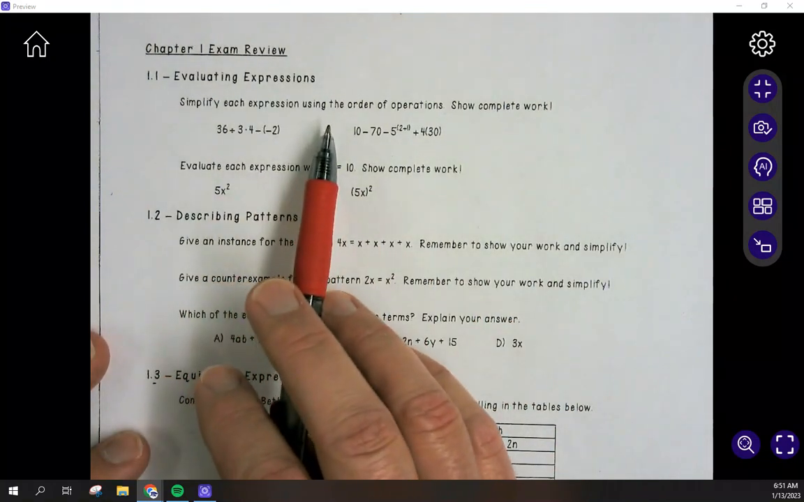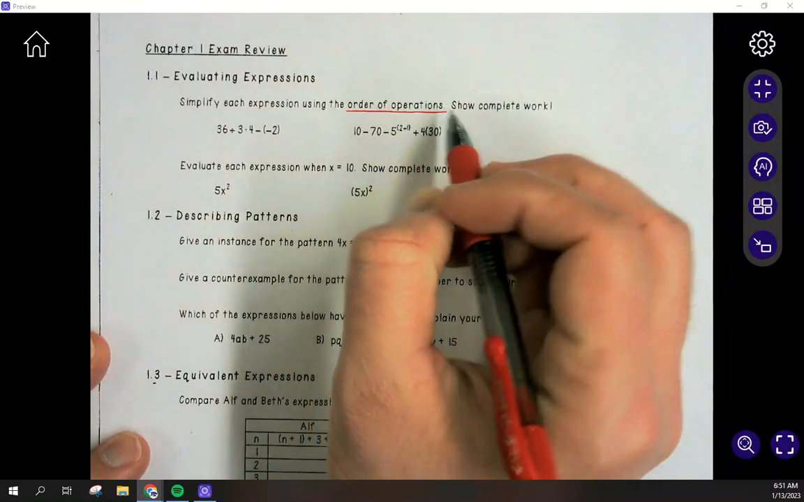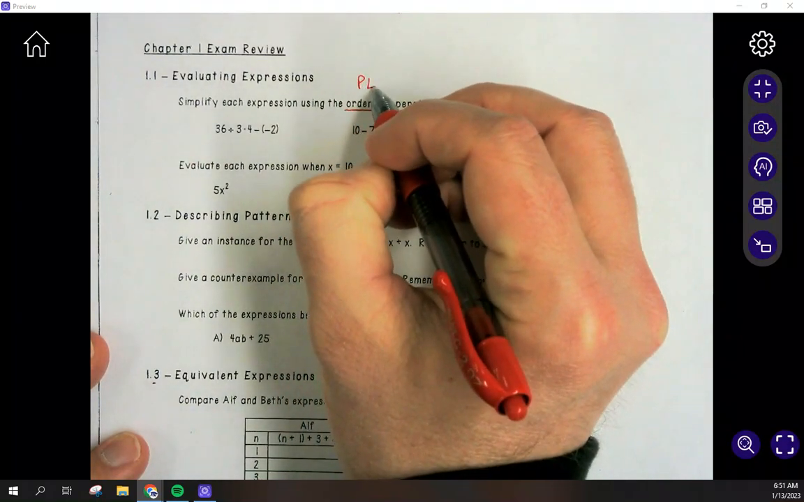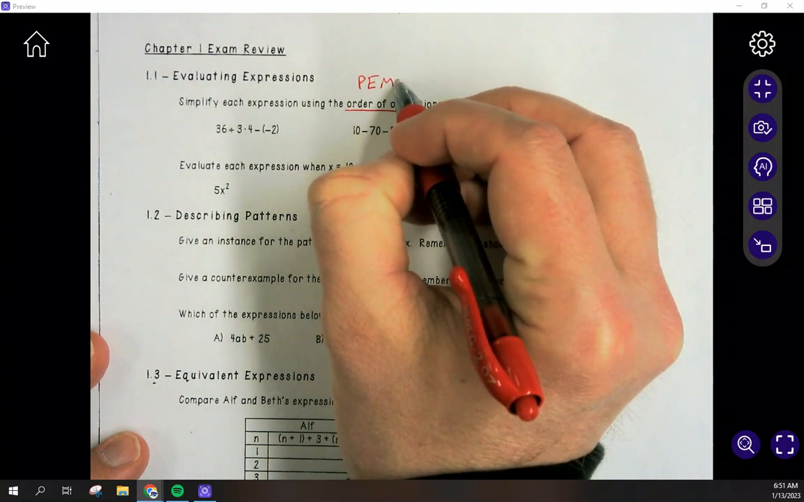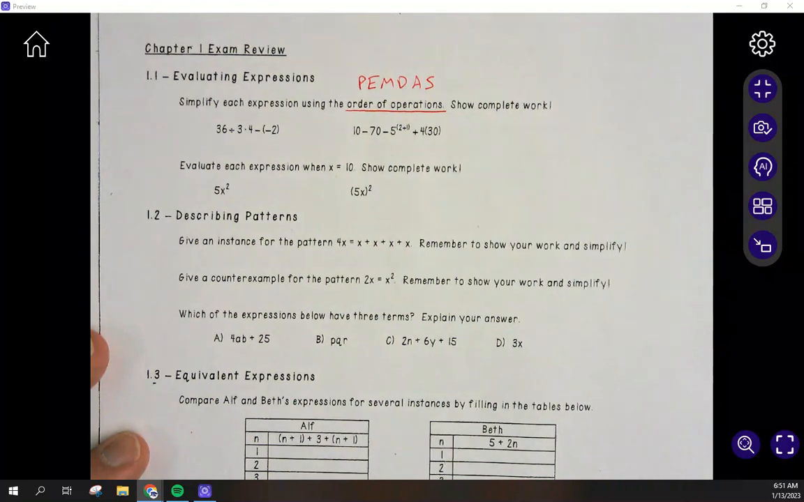So we're going to simplify each expression using order of operations. So that's what we're doing here. Remember, order of operations was PEMDAS. Probably seems like a long time ago now. So we've got parentheses, exponents, multiply, divide, add, and subtract.